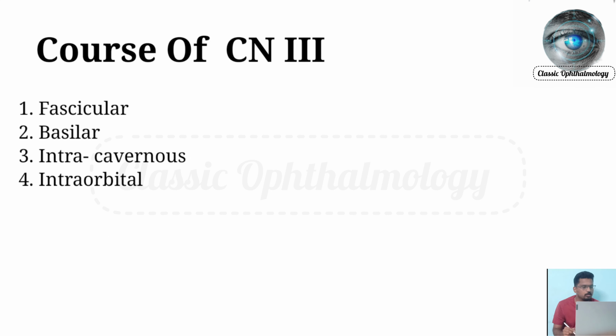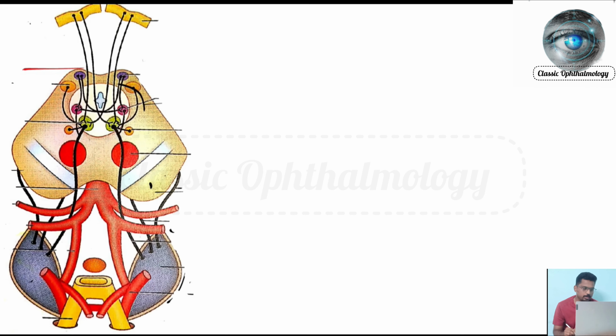Now the third cranial nerve, as it passes from the brain to the eye, has 4 parts. The first one is the fascicular part, the second is the basilar part, the third is the intracavernous part, and the fourth is the intraorbital part. So the nerve is divided into these 4 parts: fascicular, basilar, intracavernous and intraorbital.